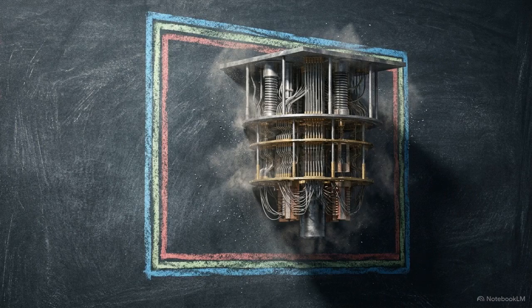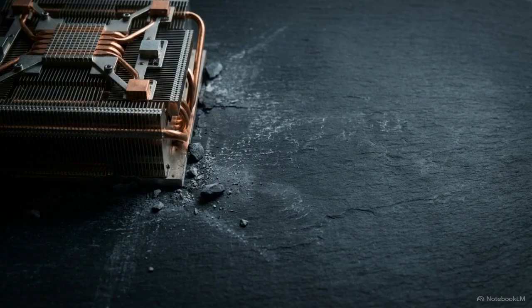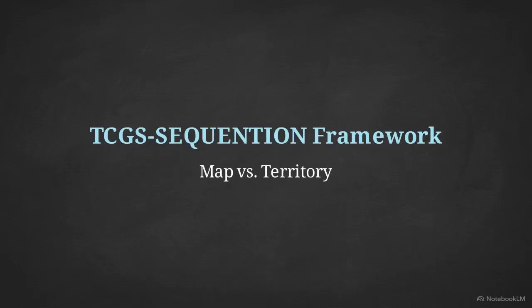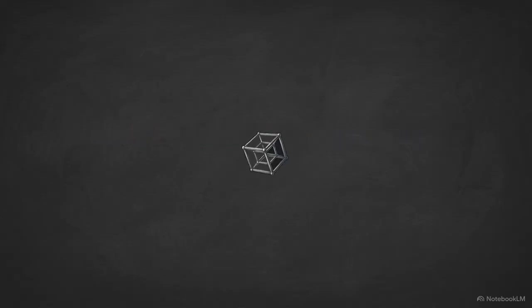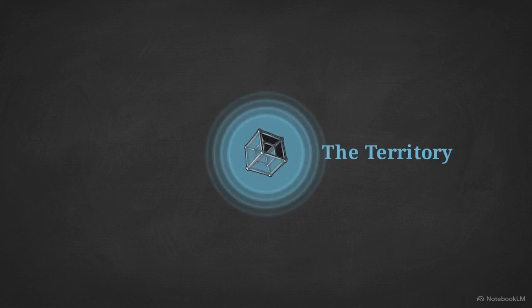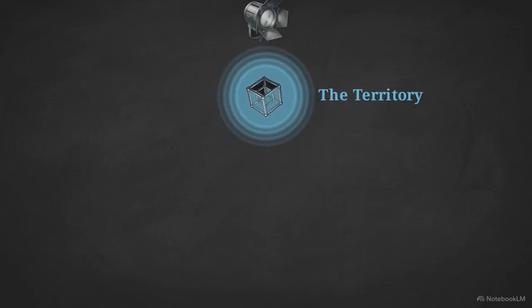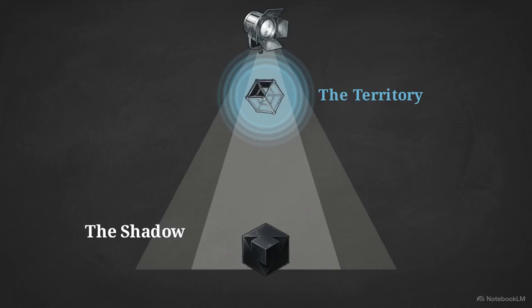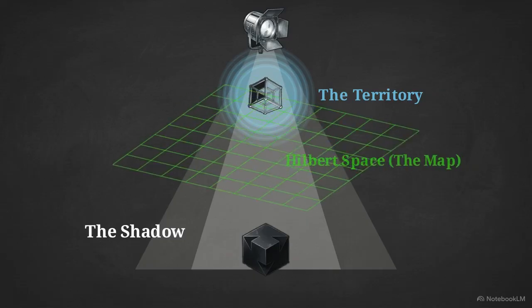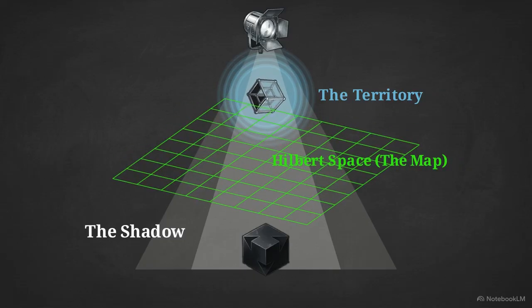A large quantum computer forces us to ask whether the exponential Hilbert-space continuum is physically instantiated or merely a successful formal extrapolation. To approach this, we have to enforce a strict boundary between the mathematical equations we use and the physical reality they attempt to describe. In a framework known as TCGS-SEQUENTION, this is the distinction between the map and the territory. The territory is a four-dimensional, non-temporal counter space. What we observe in our three-dimensional world is simply a projected shadow of that counter space.